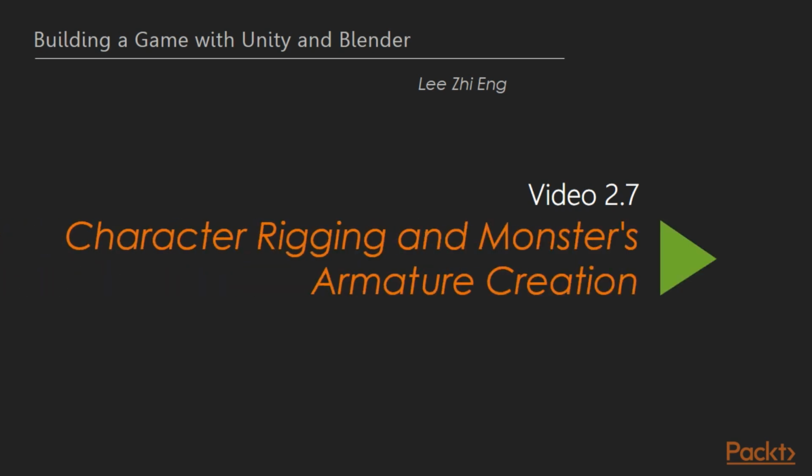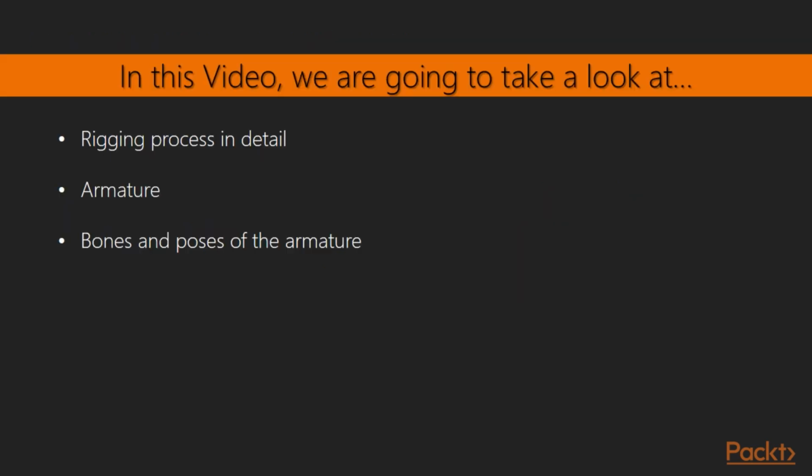Let's move on to the next video, character rigging and monsters armature creation. In the previous video, we talked about the unwrapping of the player character's UV map. In this video, we are going to take a look at the rigging process in detail. We will add an armature into the scene and bind the armature to the mesh. Finally, we will check the bones and some poses of the armature.